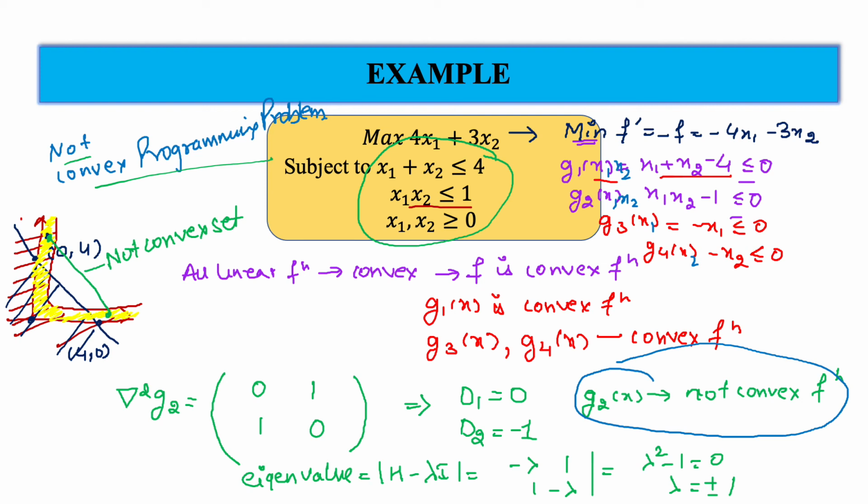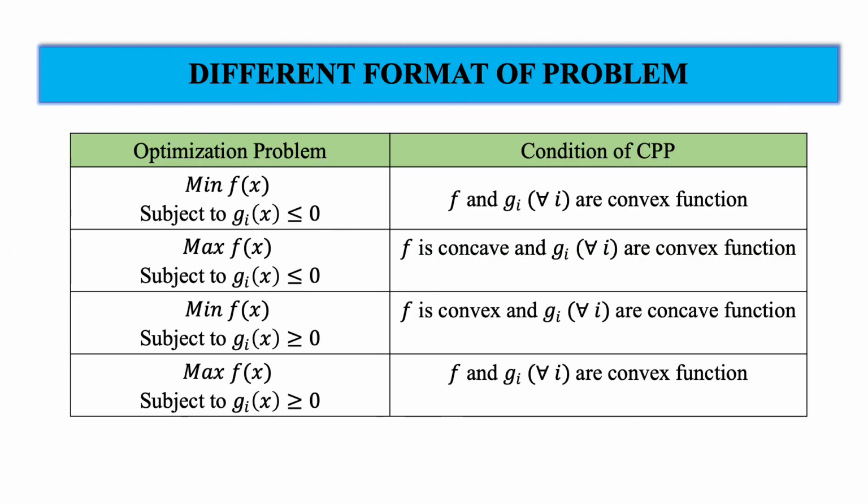So that's how you can identify any problem to be a convex programming problem. Now at last we should discuss different formats of convex programming problems. So let's see the first format. We have already discussed that if my problem is minimization type and all the constraints are of less than equals to type, it will be a convex programming problem if my function and all the constraints are convex functions.